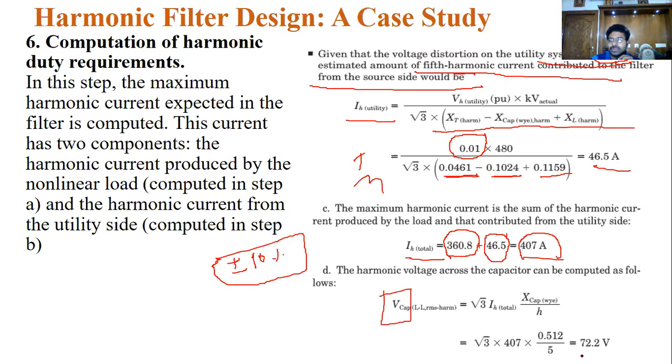Now, what is the voltage value of the capacitor you require here? 72.2 volts. What is the current value you require here? 407. You remember, you have to multiply these two values. P equal to VI simply: 407 times 72.2. So you get some value. Then root 3 times that value, so you get the kVAR rating value.